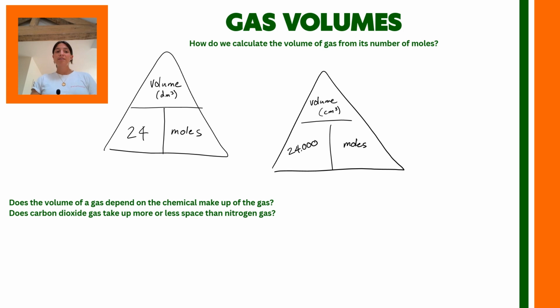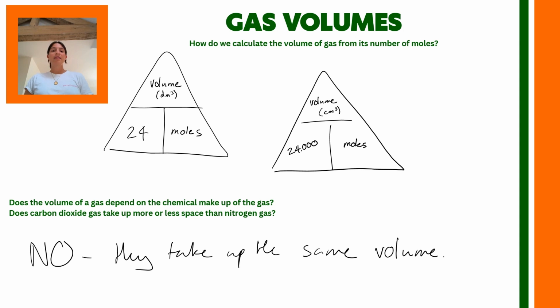So does the volume of gas depend on the chemical makeup of the gas? For example, does carbon dioxide take up more or less space than nitrogen gas? The answer is very firmly no. They take up the same volume. It doesn't matter what gas it is, 1 mole of it, as long as we're at atmospheric pressure and at room temperature, will take up a volume of 24 decimeters cubed.